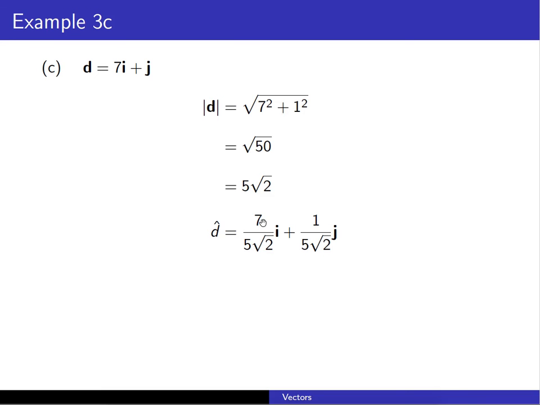So for our horizontal component, we have 7 times the square root of 2 over 5 square root of 2 times the square root of 2. And 7 times the square root of 2 is 7 square root of 2. 5 times the square root of 2 times the square root of 2 is 5 times 2, which is 10. For our vertical component, 1 over 5 times the square root of 2, if we multiply the numerator and denominator by the square root of 2, we get 1 times the square root of 2, which is the square root of 2. And again, 5 square root of 2 times the square root of 2 gives us 10.